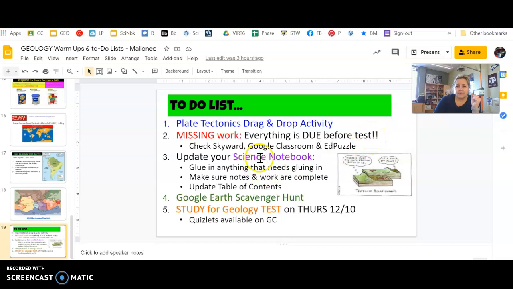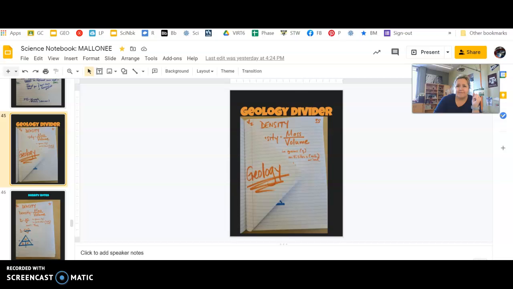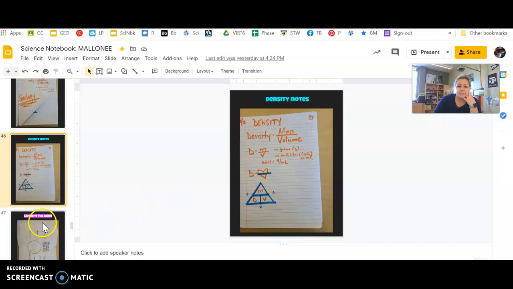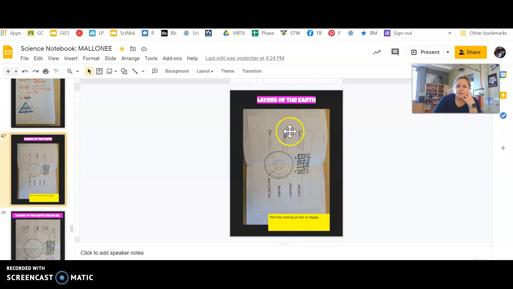Okay. You want to go through your science notebook and remember my files on Classroom, because all of the stuff behind your geology divider is what's on your test. Right? So density. You should understand how to calculate it and how it plays into geology, like with the layers of the earth and the oceanic and the continental crust. You should know all of the compositional layers and the mechanical layers. Remember, those are the fancy ones, right? And their properties, their characteristics.